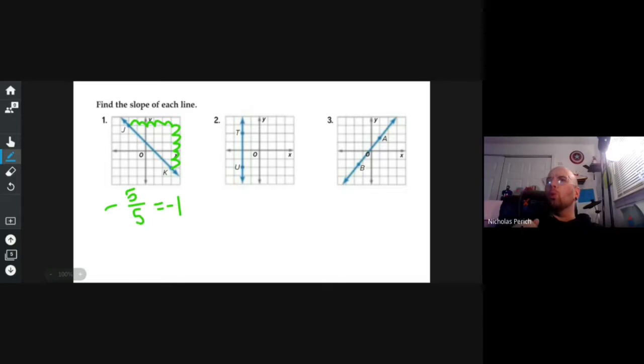Ooh, 2. Ooh, 2 is a trick problem. Does anybody remember the answer to 2? I will not accept 4 over 0. I'm sorry. Undefined? Undefined. I have a little song to help you remember.